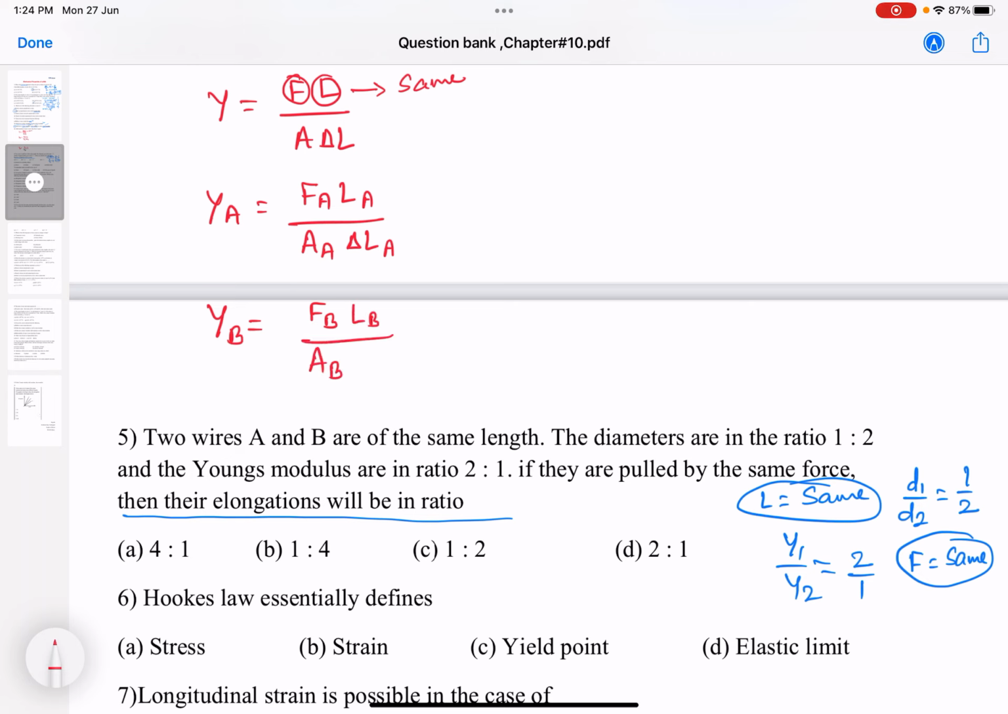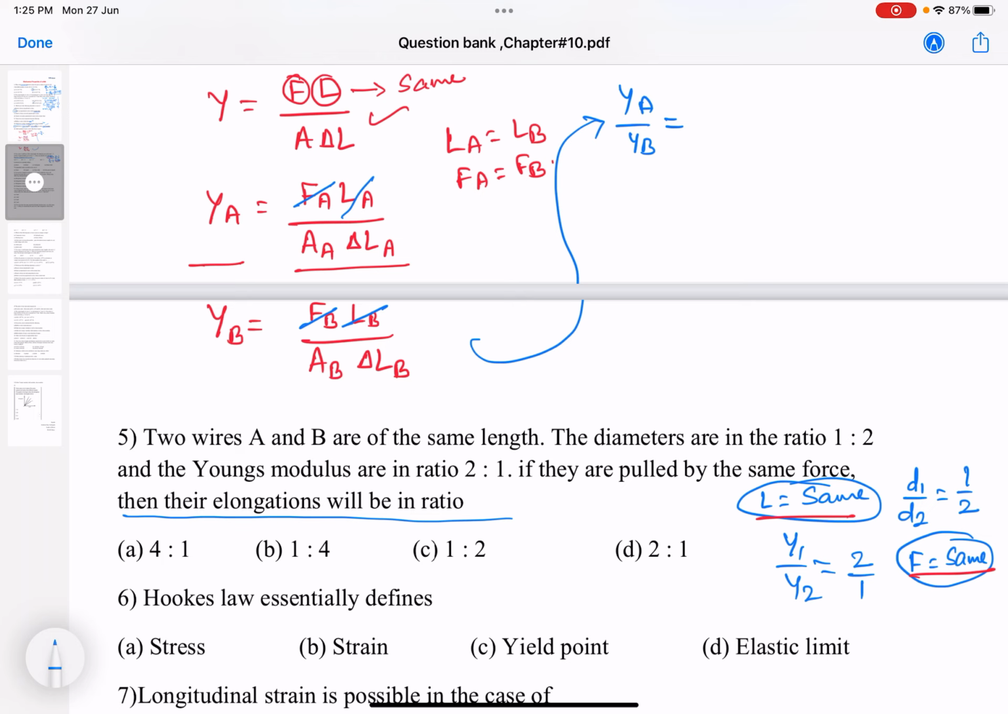Okay. So now I am writing it as LA equal to LB. These two get cancelled, and the forces also get cancelled like this. So here I will get YA divided by YB is equal to what is left over here: 1 by A of A into delta L of A. When this comes to the numerator, the reciprocal of this one is nothing but AB into delta LB. Okay, the reciprocal of this one will come like this.